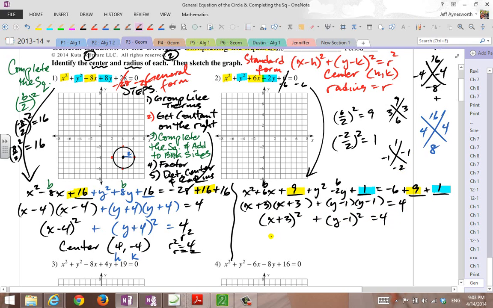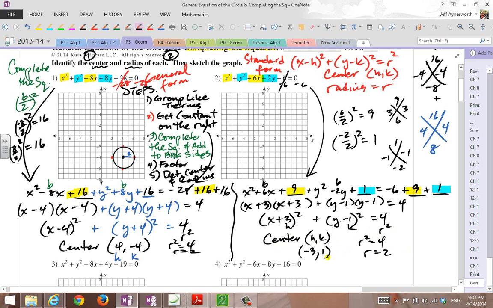And then I determine the center, which is h comma k. So h, k. Now x minus a negative 3 would be x plus 3. So this is going to be negative 3 comma 1 here. This is r squared. Since r squared equals 4, that means r equals 2.